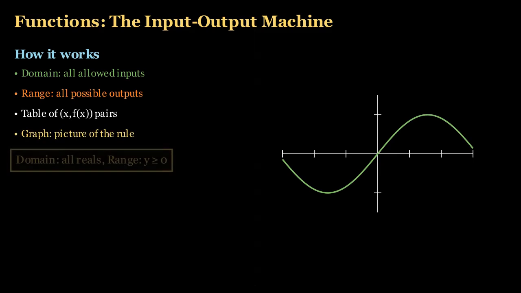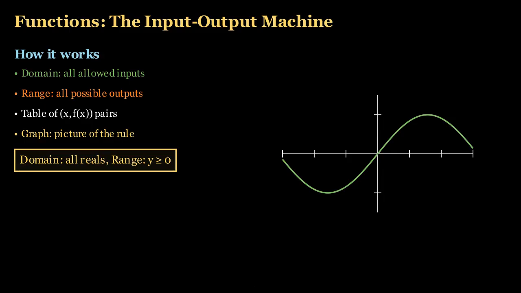To see the rule, we make a table. Input -2 gives 4, -1 gives 1, 0 gives 0, 1 gives 1, 2 gives 4. Plot those pairs as points on a graph, input along the horizontal, output up the vertical, and connect them. That curve is the picture of the function.